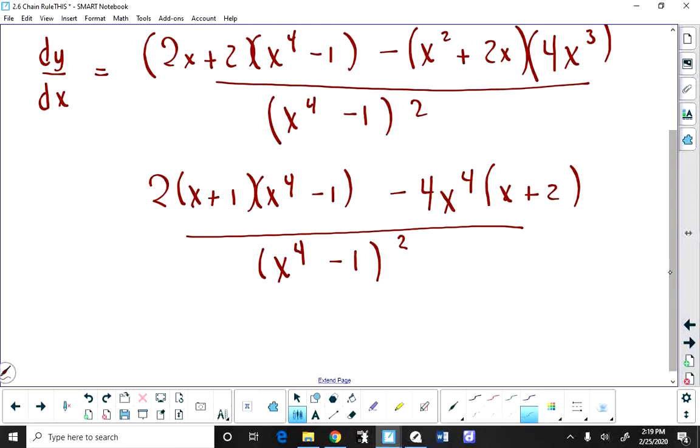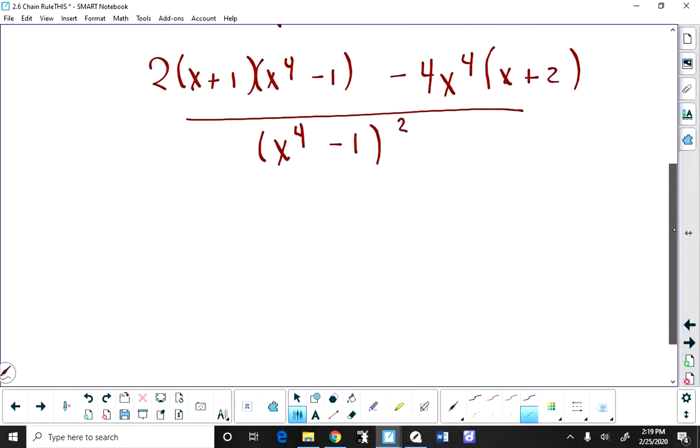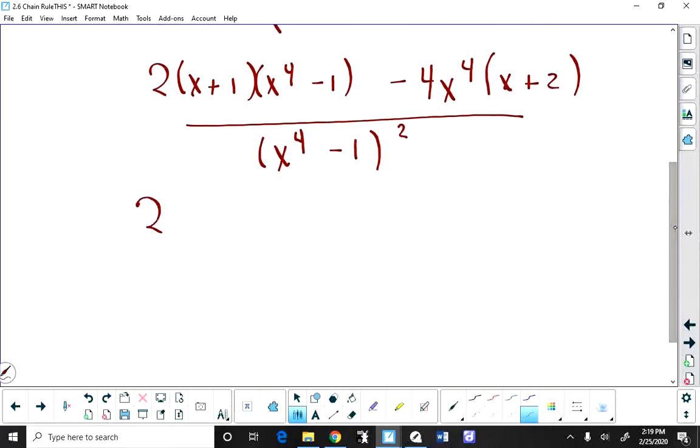When I do all this, I discover something very disheartening or disappointing. The only thing I can factor out of the top is a 2. That's it. In other words, I might as well have just multiplied the whole thing out to begin with. But I'm going to take that 2 out, and I will have left, well, all this other stuff, I guess I should write it out.